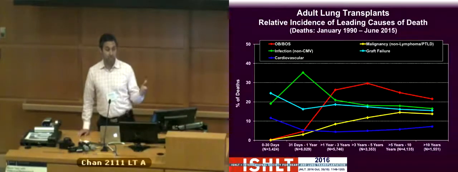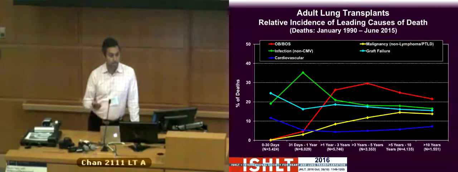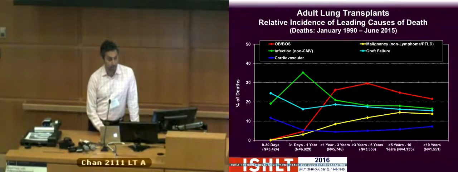Now, when we look at lung transplantation, it's a little bit of a different story. Perhaps it's because there are different risk factors at play going into lung transplantation, and usually these tend to be younger recipients as well. In the blue are the cardiovascular causes of death. Infections are in green, and in the teal color is graft failure.